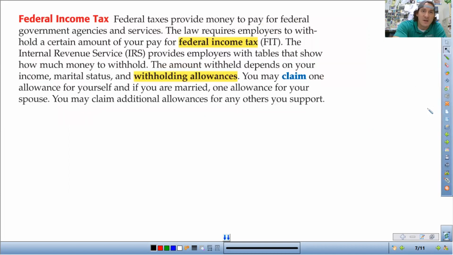Federal taxes provide money to pay for federal government agencies and services. The law requires employers to withhold a certain amount of your pay for federal income tax. The Internal Revenue Service provides employers with tables that show how much money to withhold. The amount withheld depends on your income, marital status, and withholding allowances. You may claim one allowance for yourself, and if you are married, one allowance for your spouse. You may claim additional allowances for any others you support.